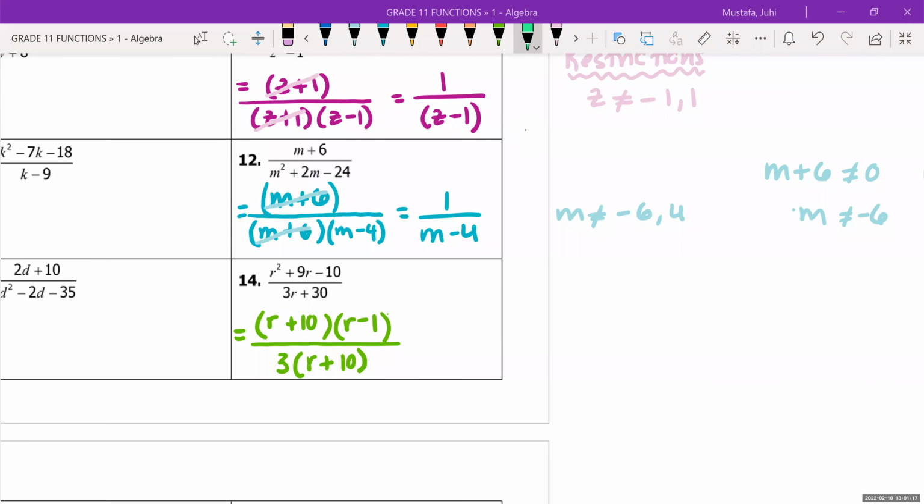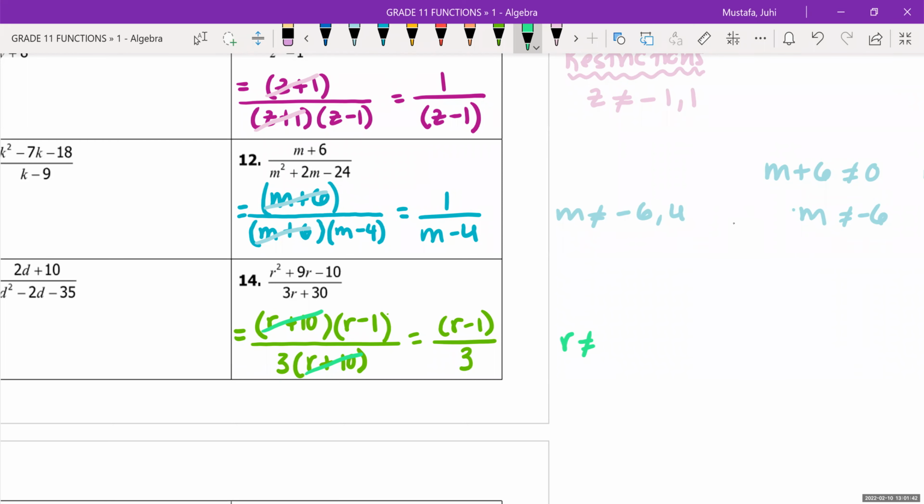Okay, so I'm going to cross out my r plus 10 and my r plus 10, and all I'm going to be left with is r minus 1 over 3, or just over 3. What are the restrictions in this question? What is r not allowed to equal? There's only just one. Nawal?